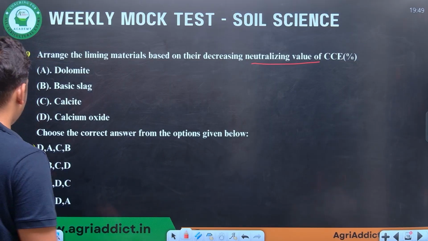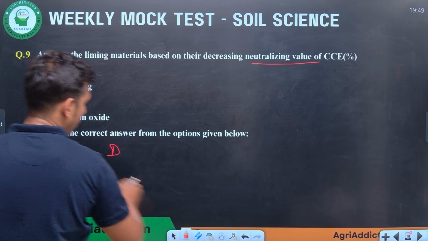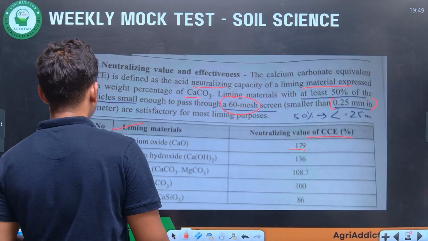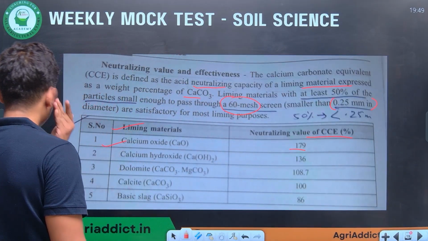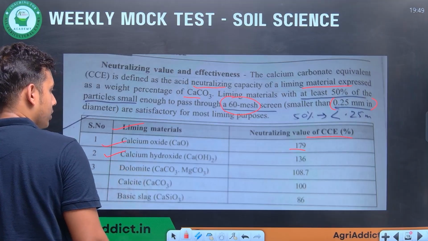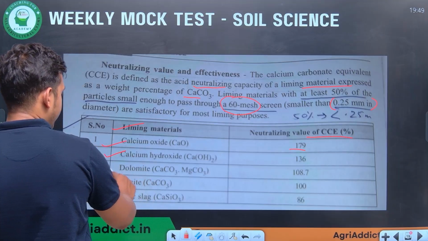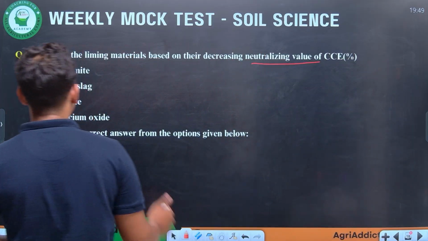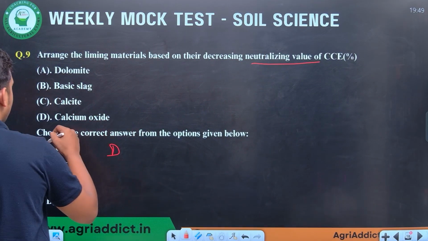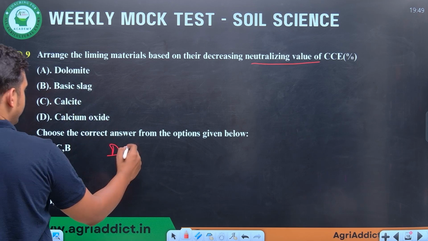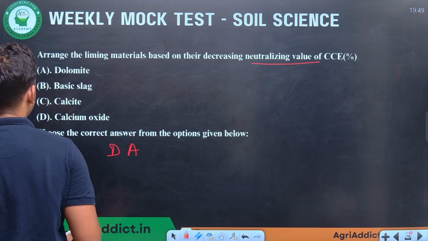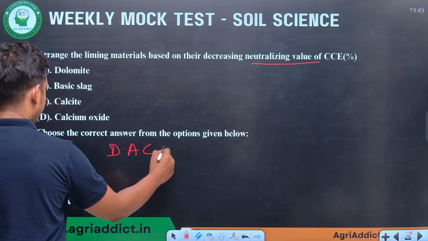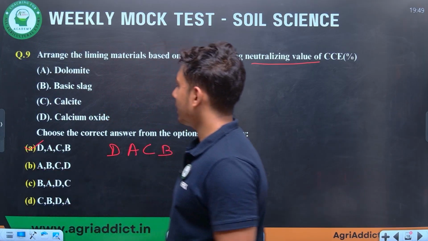So what were the options? Calcium oxide is highest, so D will be first, 179. Then calcium hydroxide is second, then dolomite, then calcite, and last is basic slag. So calcium oxide first, then calcium hydroxide second, then dolomite, then calcite, and last basic slag. So DACB will be the right answer.